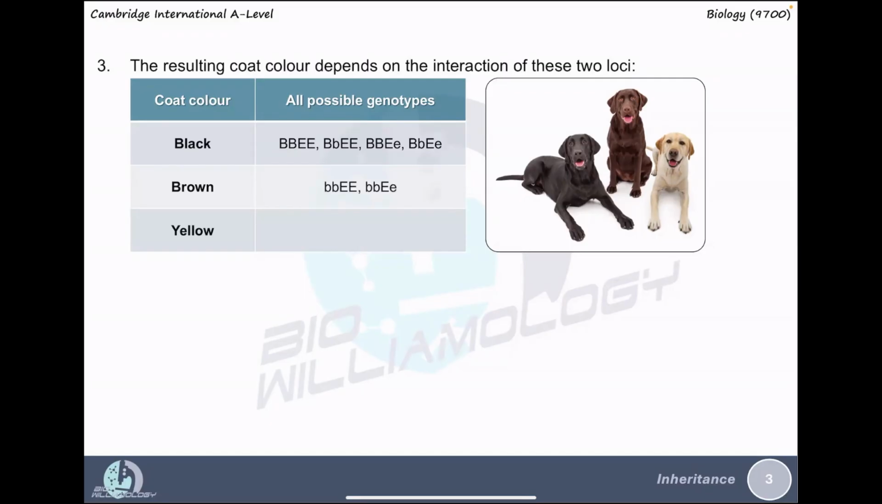For brown fur, the dog or retriever must be homozygous recessive for gene B, where they produce the brown color, and the dog must have at least one copy of the dominant E allele to make sure that this brown color can be deposited. For yellow retrievers, you can see that regardless of what type of allele they have for gene B, for E they must have two copies of the recessive allele, or be homozygous recessive.